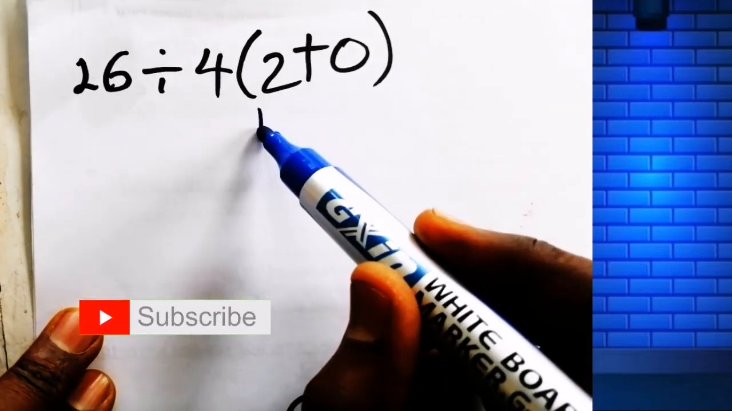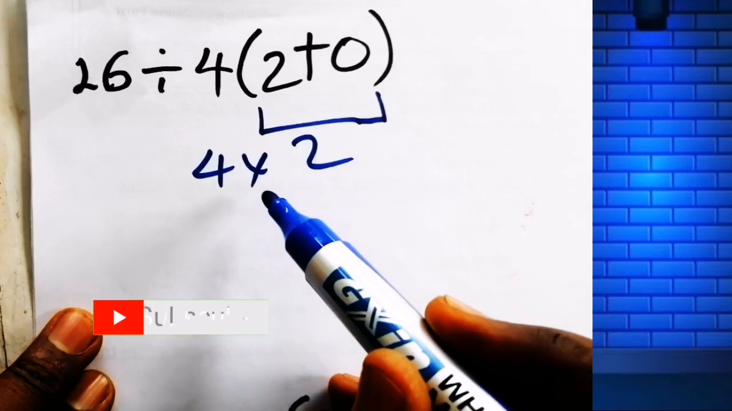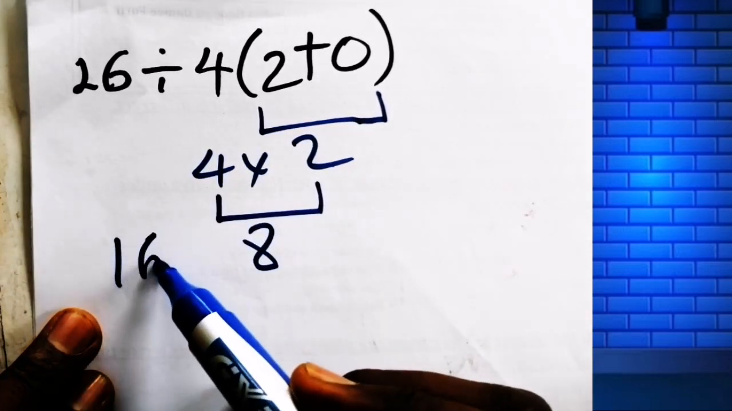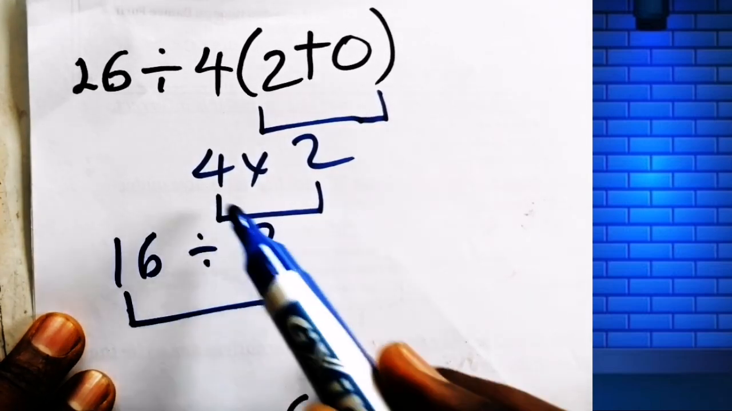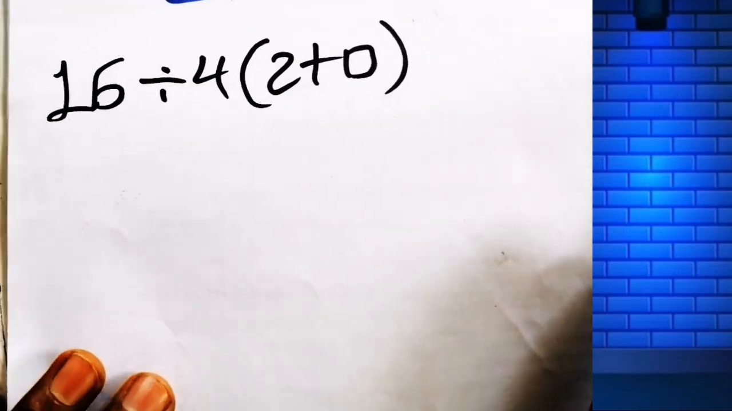2 plus 0, which gives us 2. Then 4 times 2, which equals 8. Here 16 divided by 8 equals 2. But this answer is not correct.